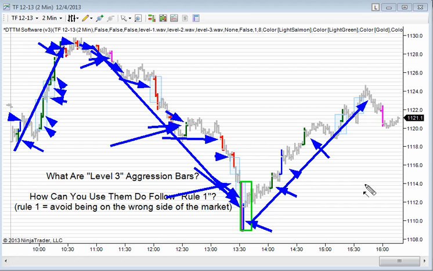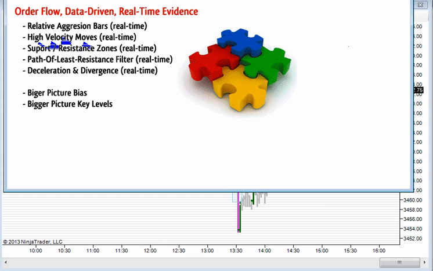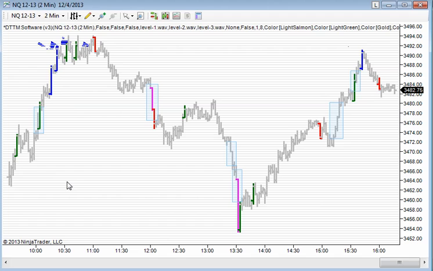Okay, this is a good example. This is the Russell. Here's the Nasdaq. Again, I've taken off everything except for the level 2 and 3 bars. And then obviously the Nasdaq's going to be pretty similar.